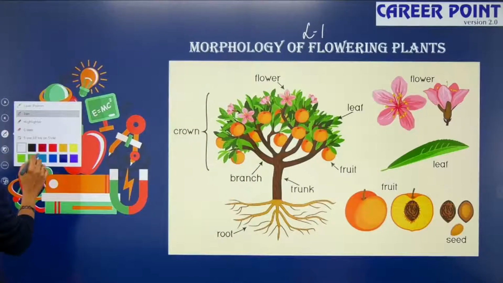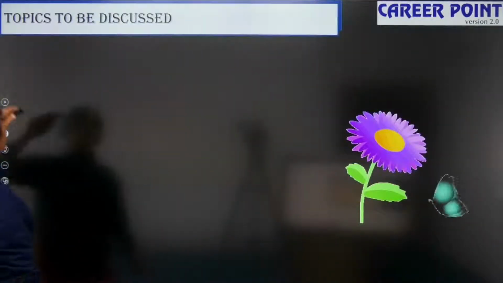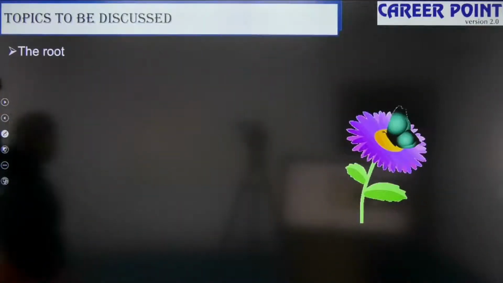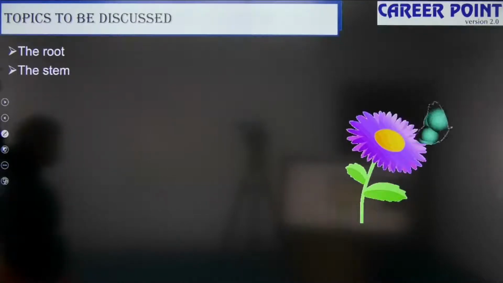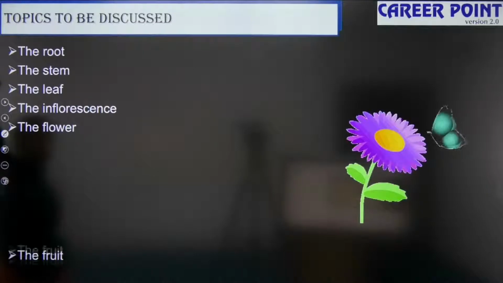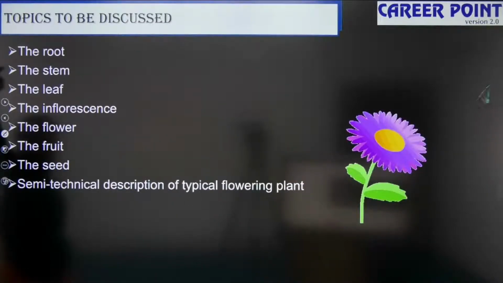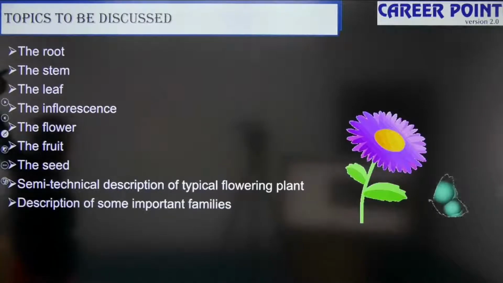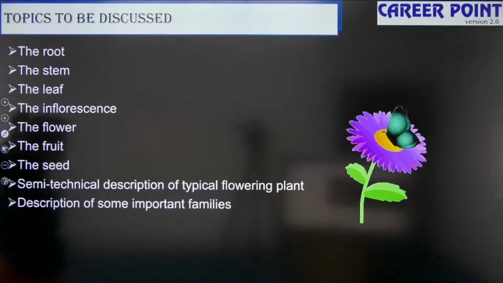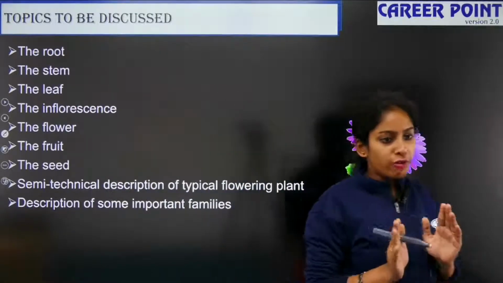Okay, so just like you asked me, I have everything in black background. So what are the topics in this chapter? We have the root, the stem, the leaf, the inflorescence, the flower, then the fruit, the seed, the semi-technical description of a flowering plant, and description of some important families. These are the topics that we were discussing in this chapter, if you remember.